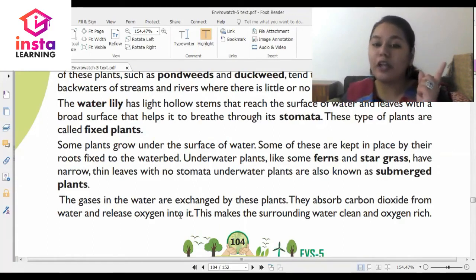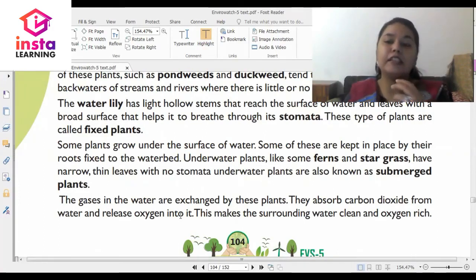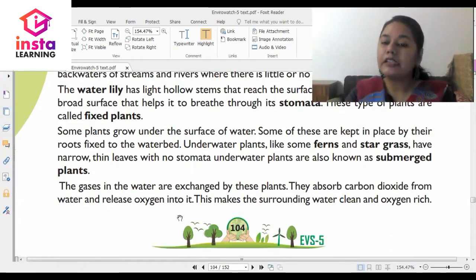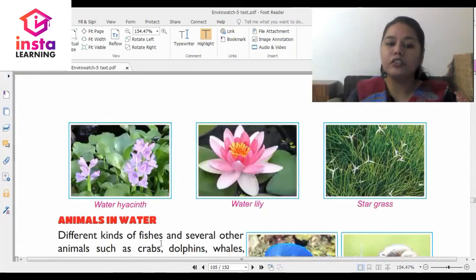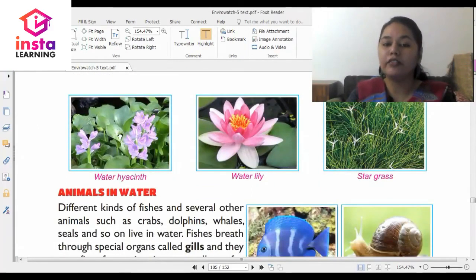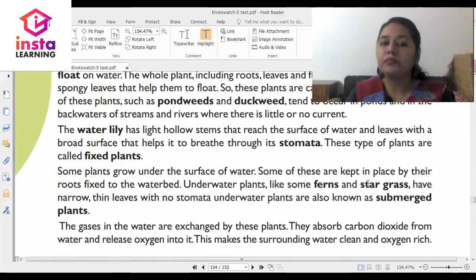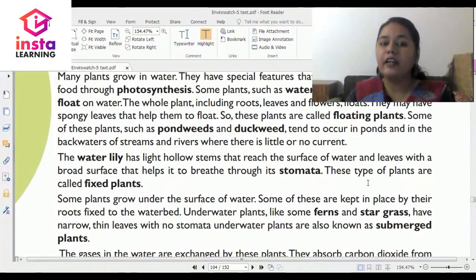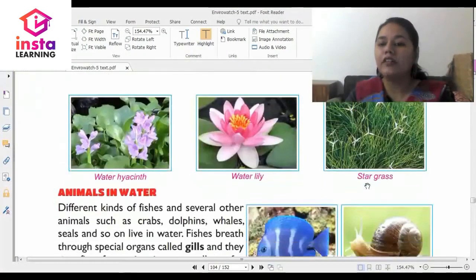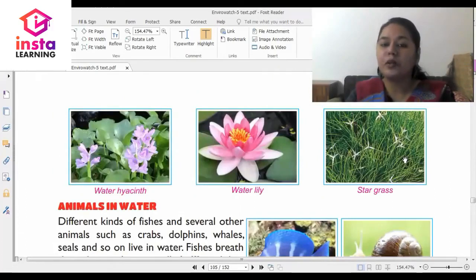If you remember in the previous chapter, we read that because water is a universal solvent, it also has a lot of gases in it. So these underwater plants or the submerged plants use those gases which are already there in water. This makes the surrounding water clean and oxygen rich. So these are the different plants, right? These are the floating plants, all right? And then you've read about water lily, right? And you also have the star grass, which is the submerged plant, all right?